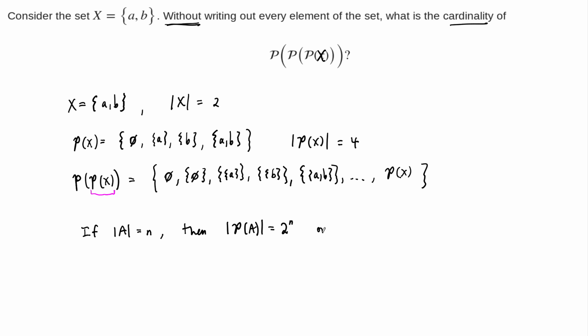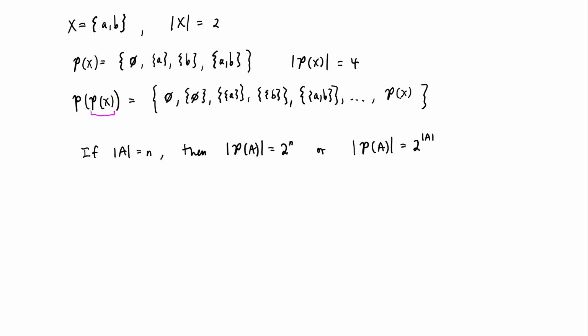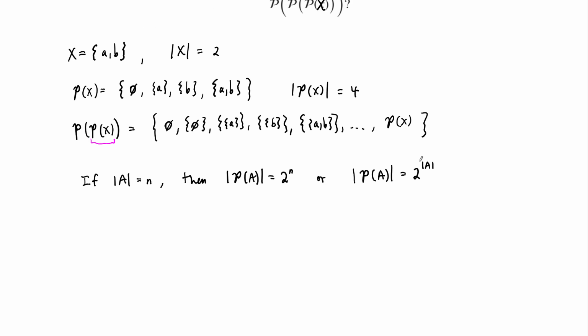Or another way to write this so that we can see everything all at once: the cardinality of the power set of a set A is equal to 2 to the power of the cardinality of A. And by the way, this is one of the reasons it's called a power set, because the number of elements grows exponentially, like a power of 2. Based on what we've done already, we see that this holds for the first couple. The cardinality of X is 2. The cardinality of the power set of X is 2 to the 2, which is 4.